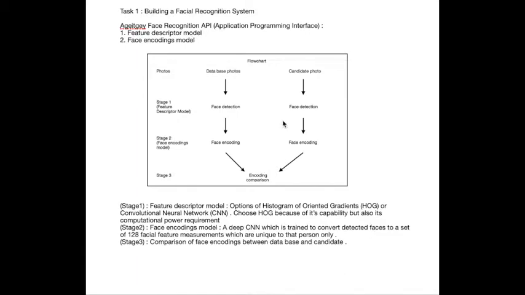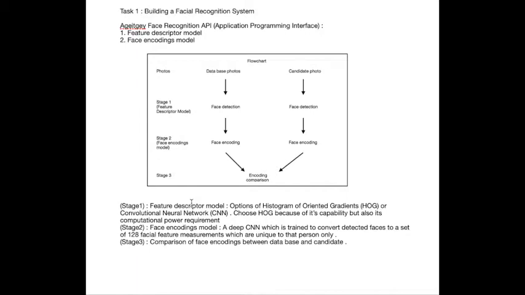The face recognition process is broken down into 3 stages, as seen from the flowchart. Let's first discuss stage 1. In stage 1, face detection is done on the database and candidate photos with the help of our feature descriptor model. The feature descriptor models provided by Dlib are either the HOG model or the CNN model. We decided on the histogram of oriented gradients, HOG, model as it's not only not computationally heavy on the computer but also provides great accuracy.